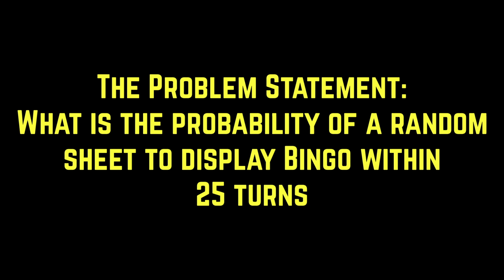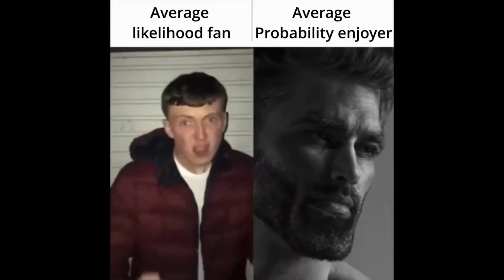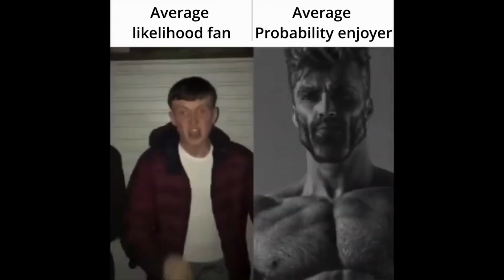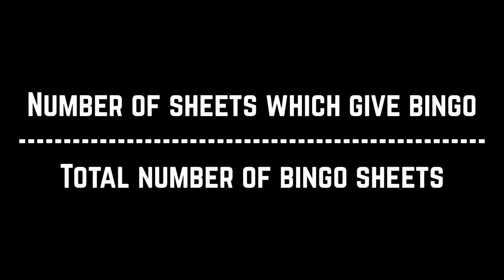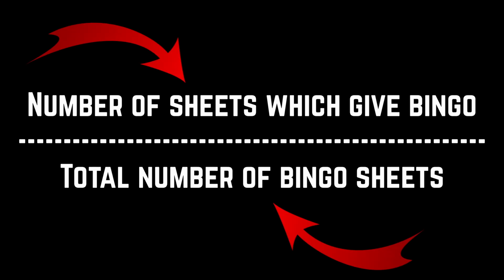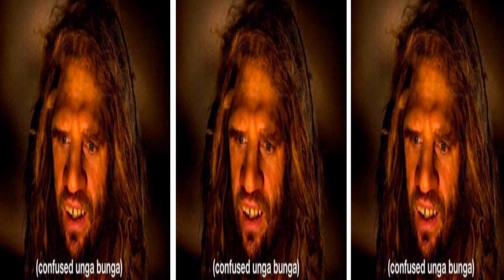Okay, let's look at the problem statement. What is the probability of a random sheet to display bingo within 25 turns? The average probability enjoyer will let you know that this is equal to the number of sheets which give bingo divided by the total number of sheets. Well, we have this part. What about this? I guess it should be pretty easy to calculate. That day, the 3 of us realized just how unintelligent we were and accepted defeat.